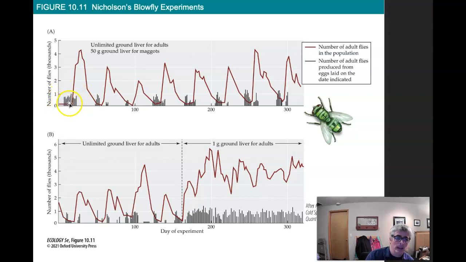So we can kind of start here. We've got a starting population, some eggs. They've got 50 grams of ground liver. A number of them are able to hatch. We have this adult fly population, gets unlimited food. What are these adult flies doing? They're just laying eggs like crazy, right? So in here, there's a whole bunch of eggs that are laid that aren't displayed.